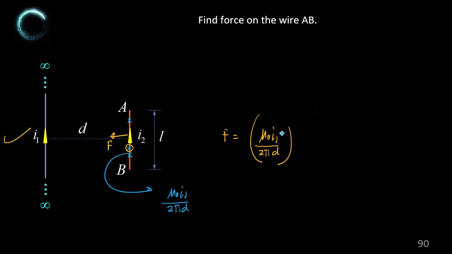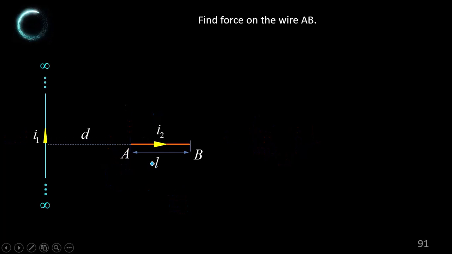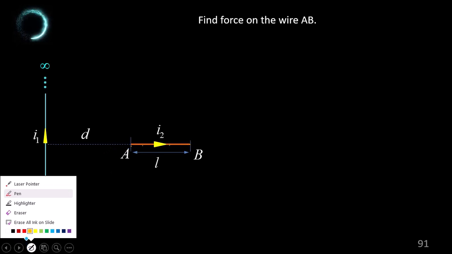So there is a B. I is how much? I2. L is L. So this is the force acting on the wire AB. Understood? Now, if I make the wire horizontal, then all the points on the wire are in different magnetic fields. They are not the same. That means I have to go for integration.